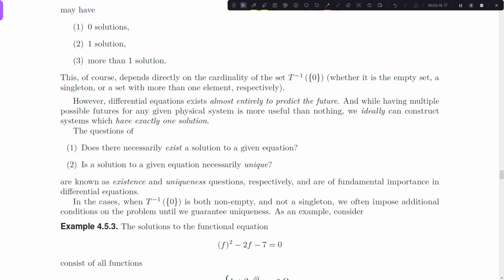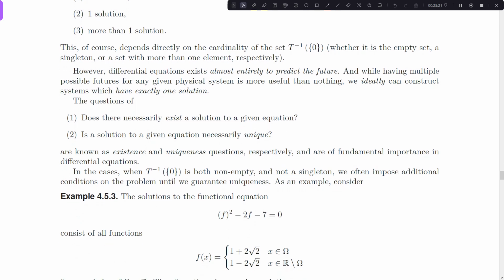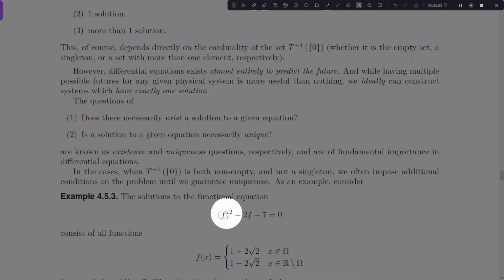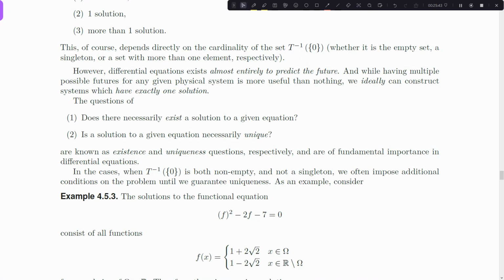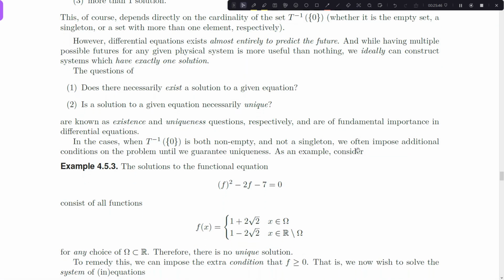Okay, so let's look at one of these functional equations, right? It's not a differential equation, just a functional equation. And we already encountered this one in the last class. I had said that this functional equation could be solved with an f defined with 1 plus 2 root 2 and 1 minus 2 root 2, really on any sets I define, as long as those sets are well defined in the real numbers, then that function would satisfy the equation, so there's no unique solution.